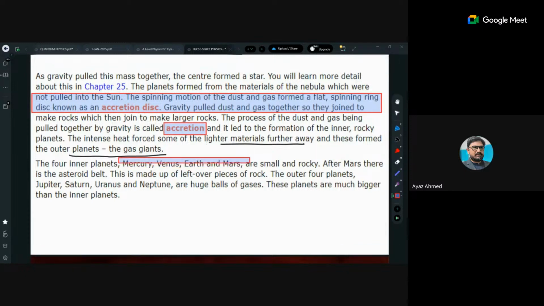Out of given all. So MVEM, My Very Energetic Mother, tak aapke paas inner planets hain, theek hai. They are small and rocky, and after Mars there is an asteroid belt, and that is made of the leftover pieces of the rocks which could not be combined together. And the outer four planets are huge balls of gas, and these planets are much bigger than the inner planets.